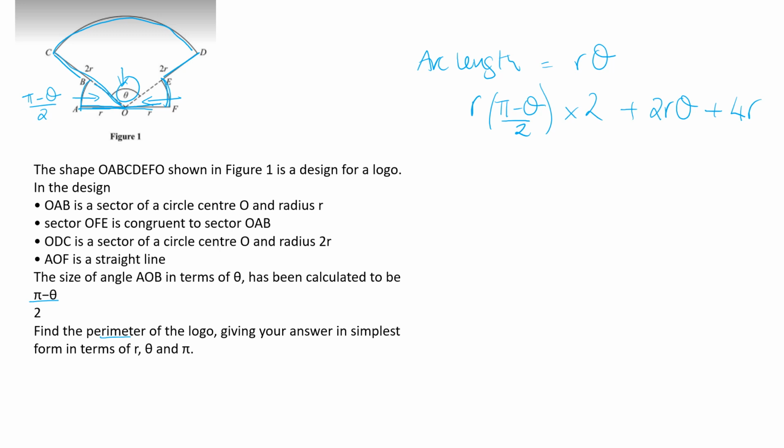So adding all that up, these twos will cancel. We're going to get r times pi minus theta, plus 2r theta, plus 4r. So we've got minus r theta plus 2r theta, so altogether it's going to be r pi plus r theta plus 4r.